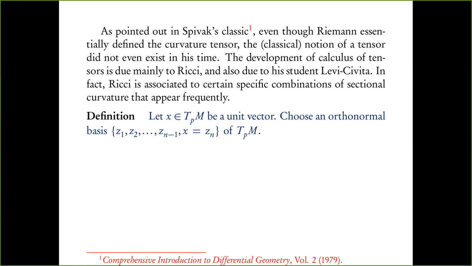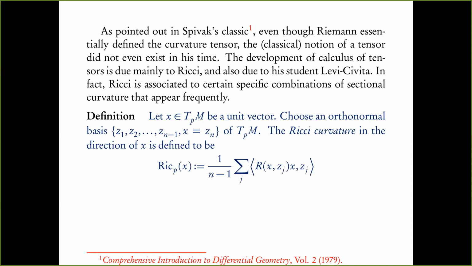So we start with a unit vector in the tangent space at P. You extend this to an orthonormal basis. That simply means you choose an orthonormal basis Z1, Z2, up to Z_{n-1}, along with Z_n, the last vector being X. You can always do this. So now the Ricci curvature of the manifold M in the direction of X at the point P is defined to be this quantity.